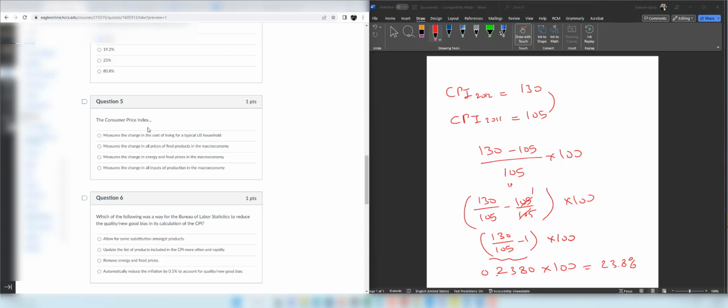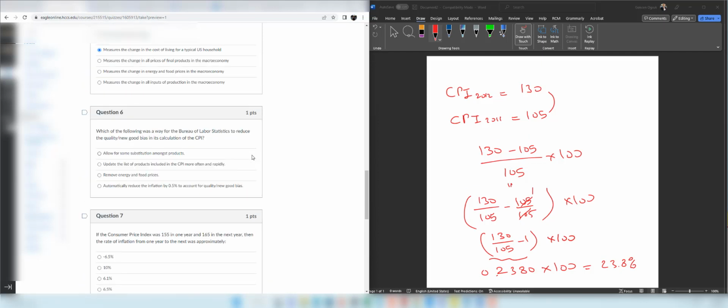The consumer price index, as I said before, measures the change in all cost of living for typical households, because the consumer price index includes the consumer goods in the basket. Therefore, it measures the cost of living for a typical US household.